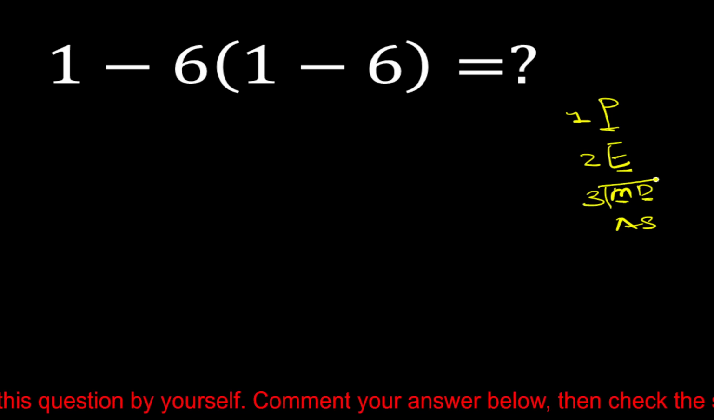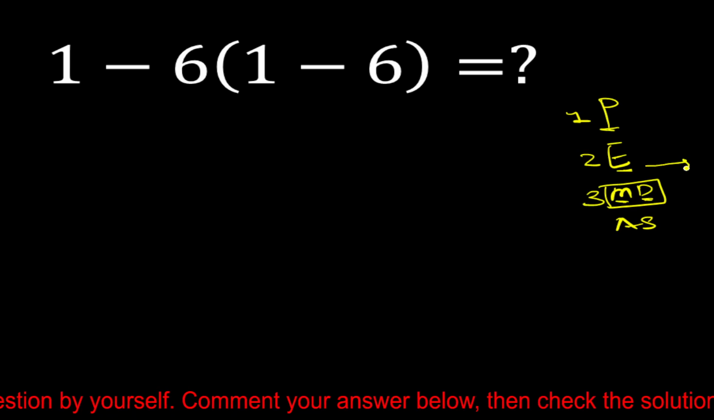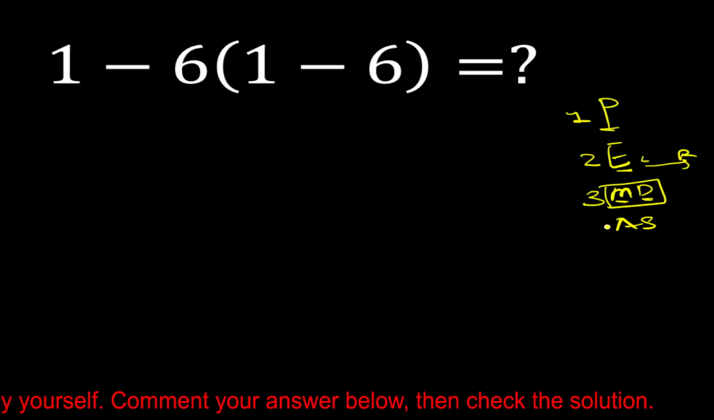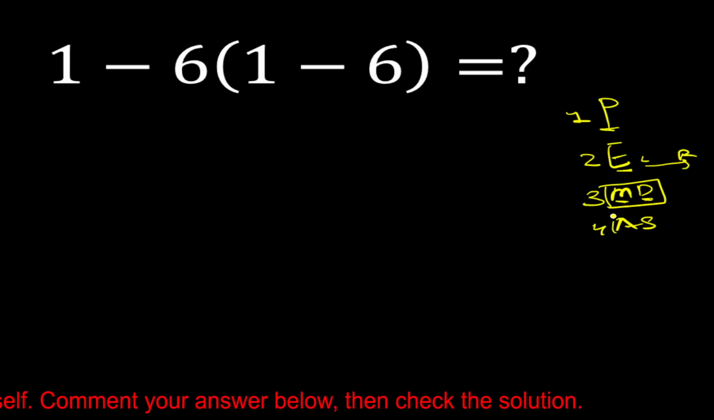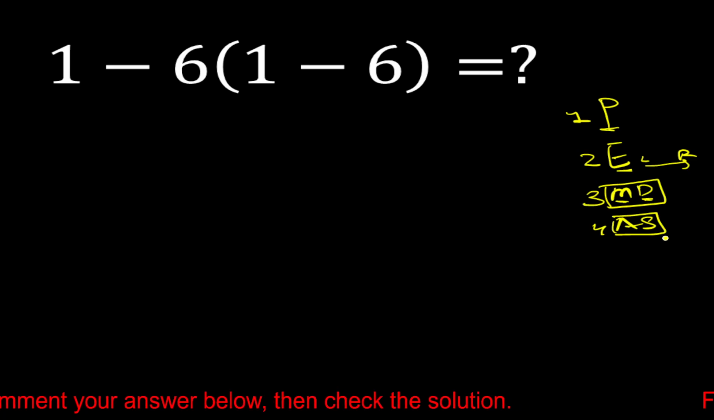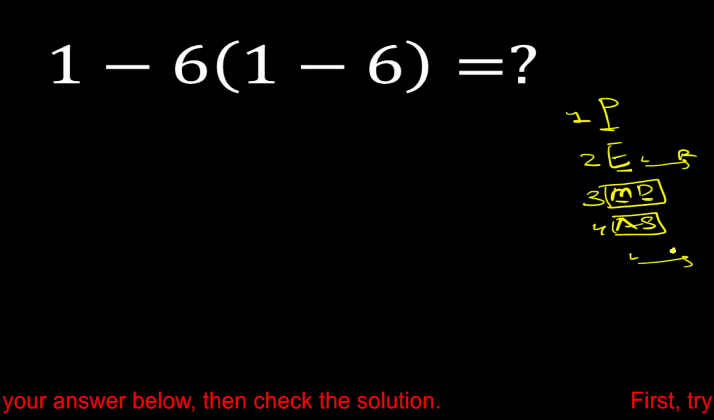Here multiplication and division both have equal priority, so we have to solve it from left to right. Fourth and last priority is addition and subtraction. Also both have equal priority, so we have to solve it from left to right.